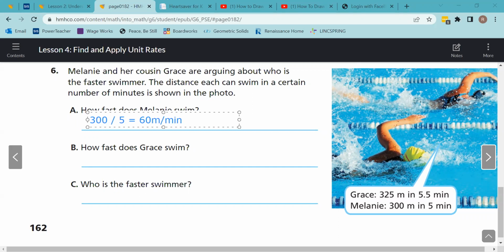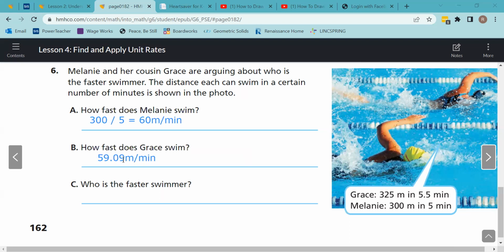How fast does Grace swim? I'm going to opt for a calculator here. 325. Divide that by 5.5 to get that down to per minute. It looks like 59.09. If you look at the rest of this here, there's a 0 behind the 9. So I'm not going to bump it up. I'm just going to put 59.09. I believe that's also meters per minute. Double check here. Yes. If you wanted to go to the 10th place, we'd say 1/10.